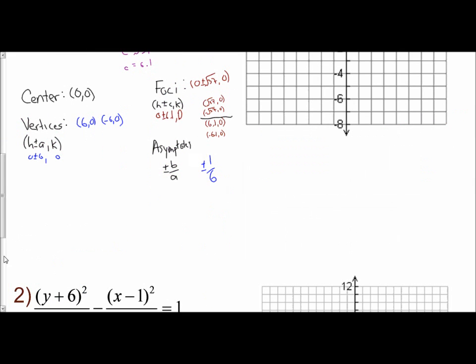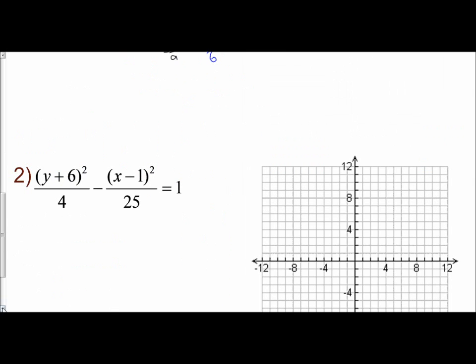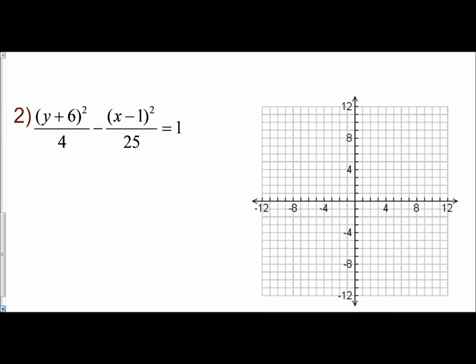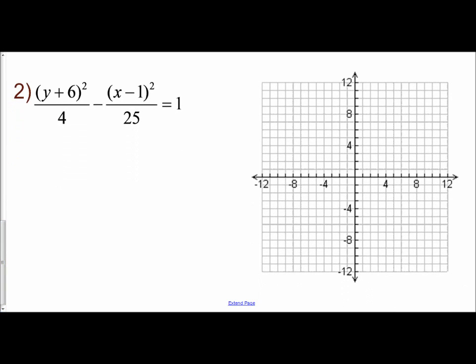Let's look at the next example. So the next example I see right away is written in standard form. And that tells me, since it's the y squared term minus the x squared term, that this one is a vertical hyperbola. That allows me to know which formulas to use for it.